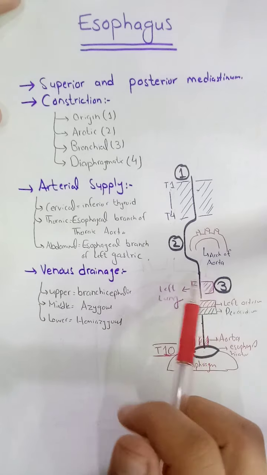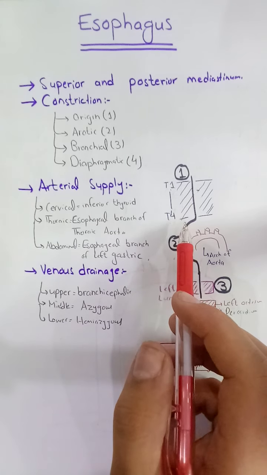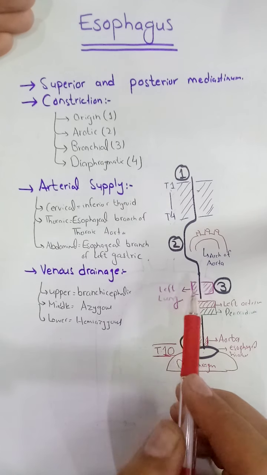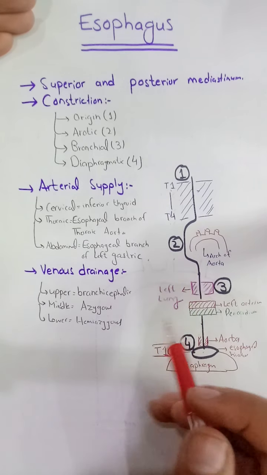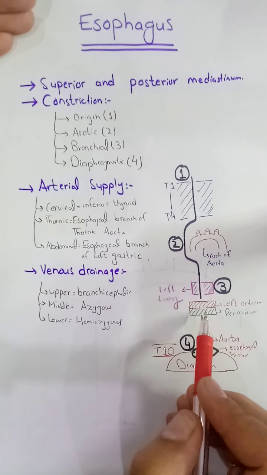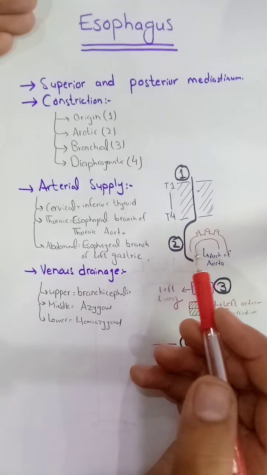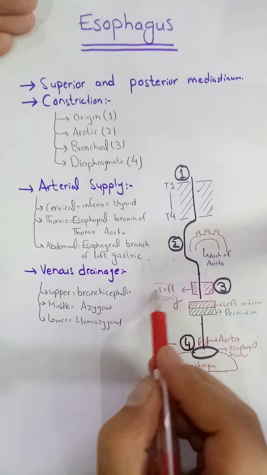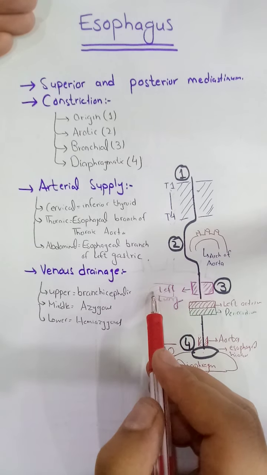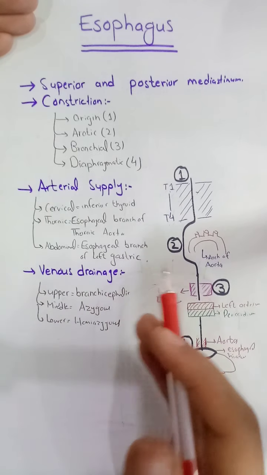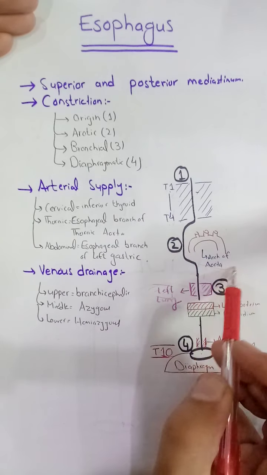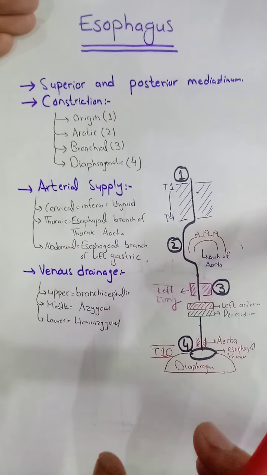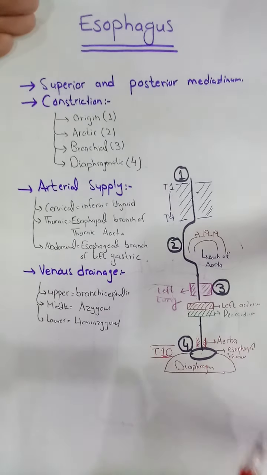Now we can easily identify the structures. The structures present posterior to it are the thoracic vertebrae, then the left lung. The structures present anterior to it are the left atrium of the heart and the pericardium. The structure present on its right side: here is the left lung, so here will be the right lung. So the right lung is on its right side. The structure on its left side will be the arch of aorta. We can easily tell about the relations of the esophagus with the several structures in the mediastinum.